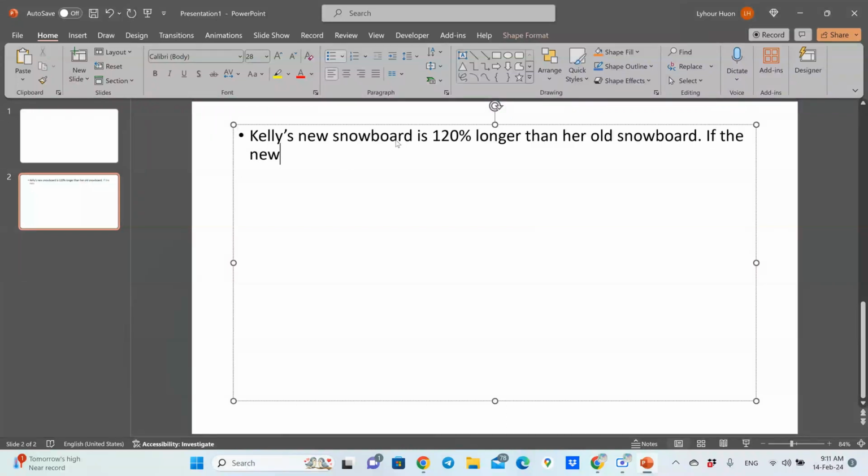If the new snowboard is 120 centimeters, how long is her old snowboard?